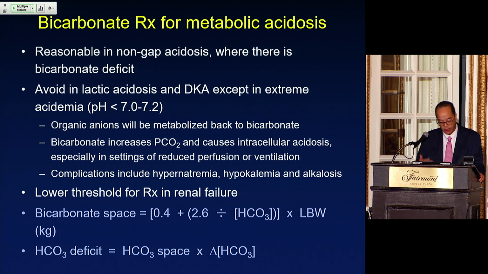So if you imagine someone with a bicarb of 3 or 4, which sometimes occurs, you can't really lower the bicarb any further. So where does all that acid go? It goes into the cells. So the volume of distribution of bicarb actually increases as your bicarb goes down. So you calculate that and then plug this into this formula, bicarb space times the delta concentration of bicarb, and that tells you how much bicarb you need to give a patient.